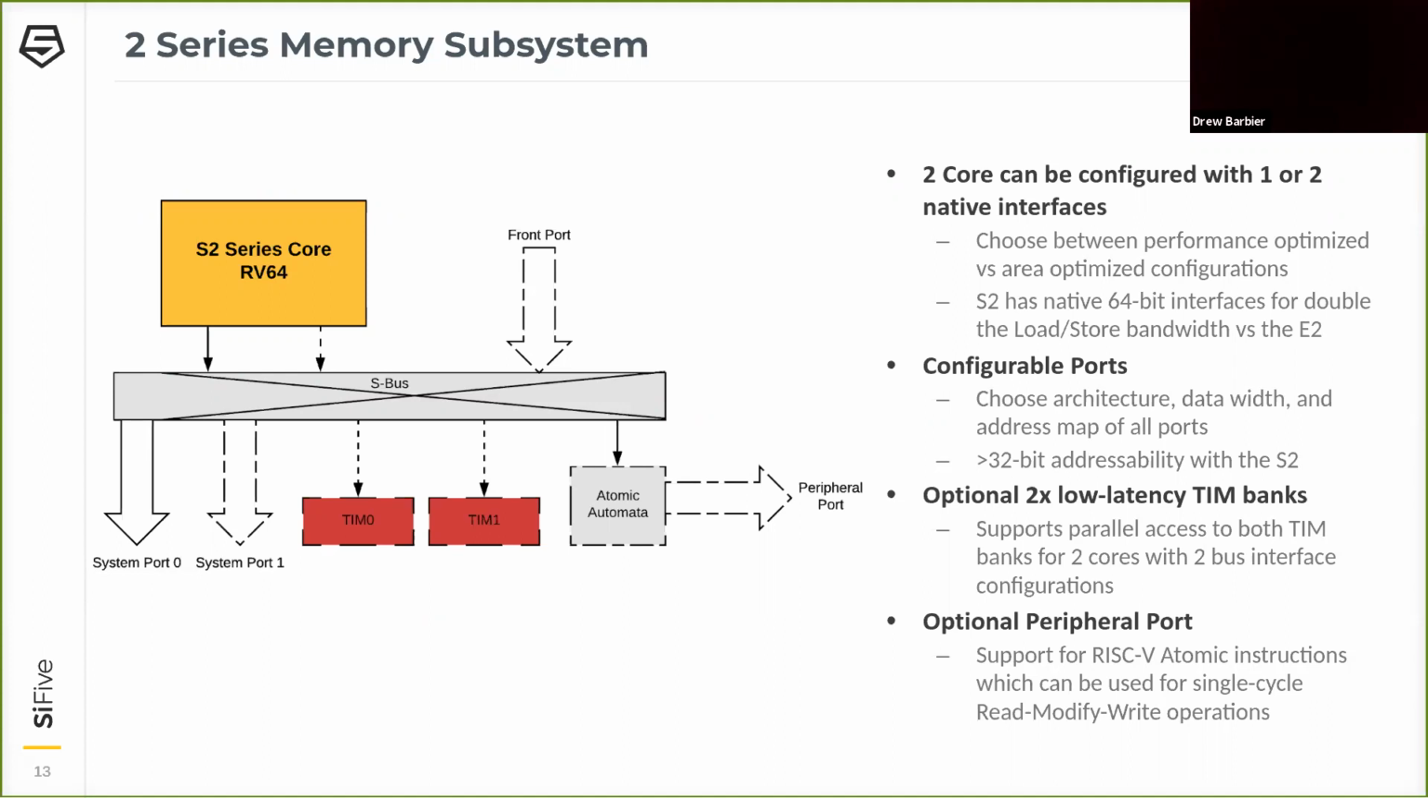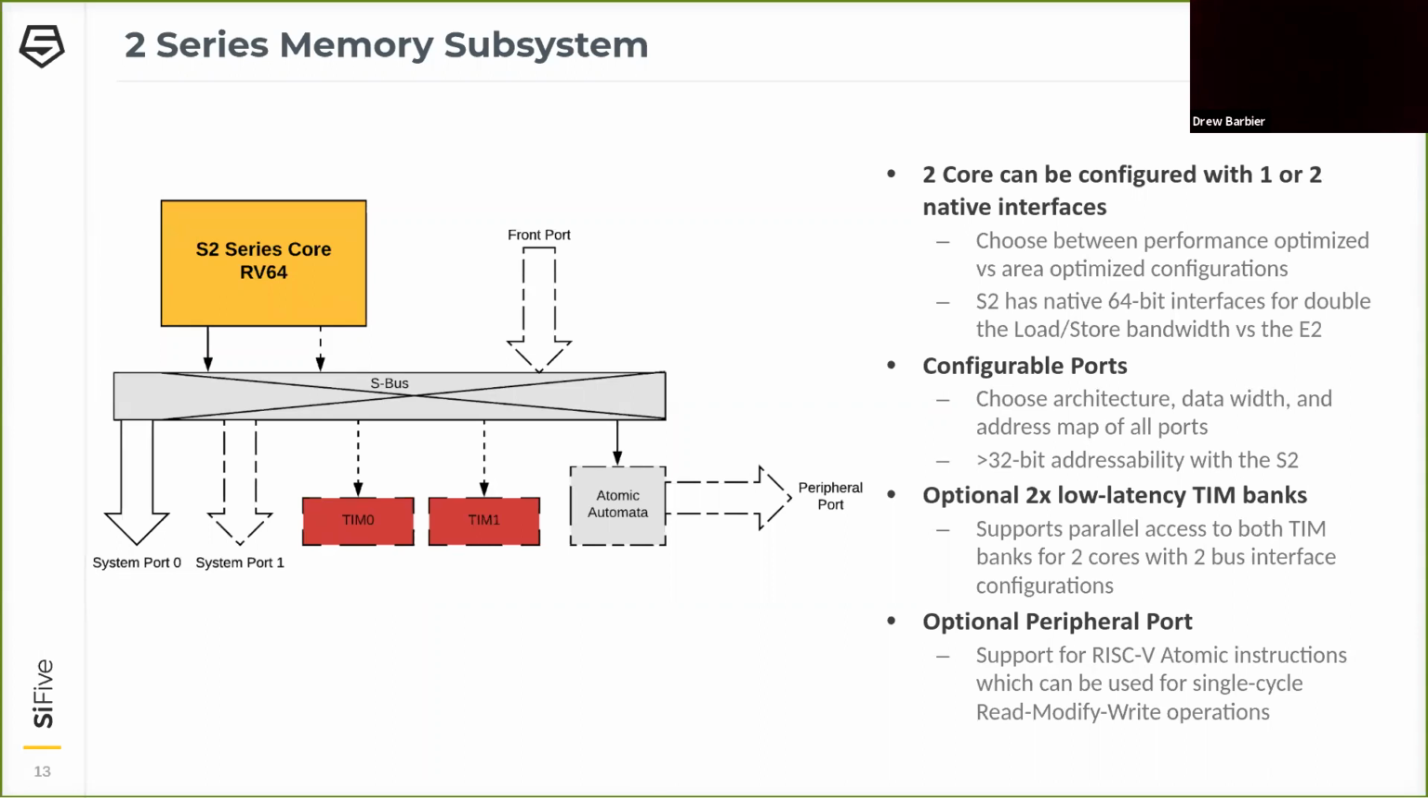In addition to the TIMs, we also have an optional peripheral port. The peripheral port is interesting because it supports RISC-V atomic instructions. I talked about atomic instructions in the previous webinar, but these allow for single instruction read, modify, write operations. And so the peripheral port has special logic to guarantee atomic access for those types of operations.